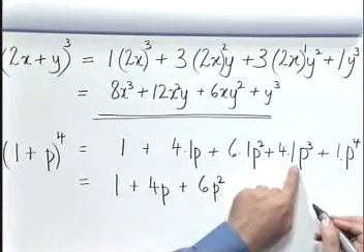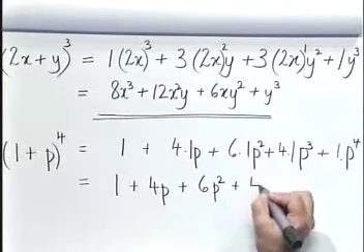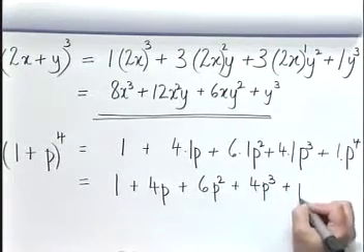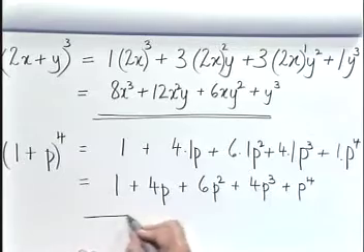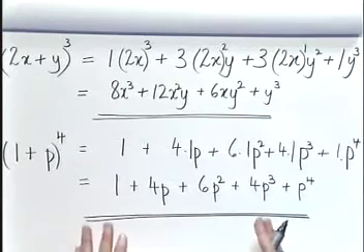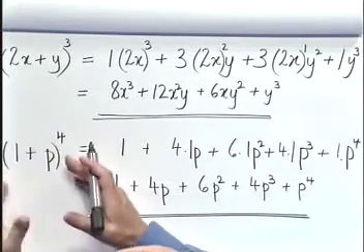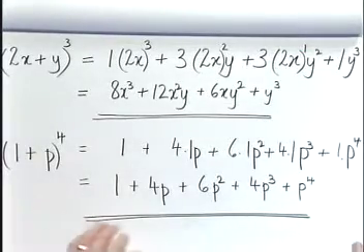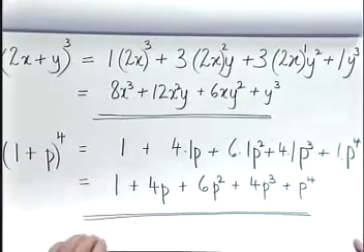4 times 1 is 4, p cubed. And last of all, 1 times p to the 4 is just p to the 4. Again, another example of a binomial expression raised to a power, and we can almost write the answer straight down using the triangle, instead of multiplying those brackets out over and over again.